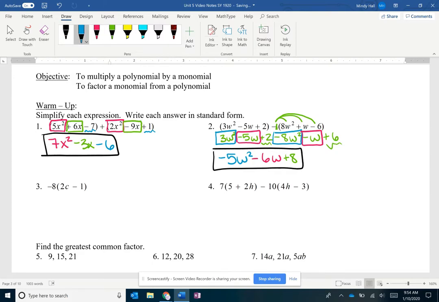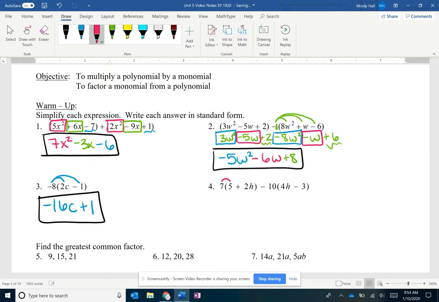For number 3, when we are multiplying, negative 8 times 2c would give us negative 16c. And negative 8 times negative 1 would be a positive 8. Okay. And then last but not least, number 4, we're going to do a couple things.